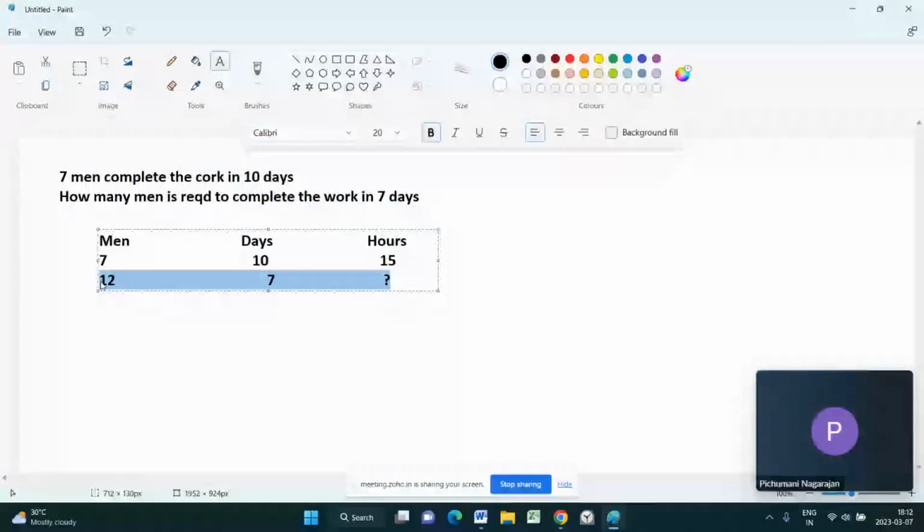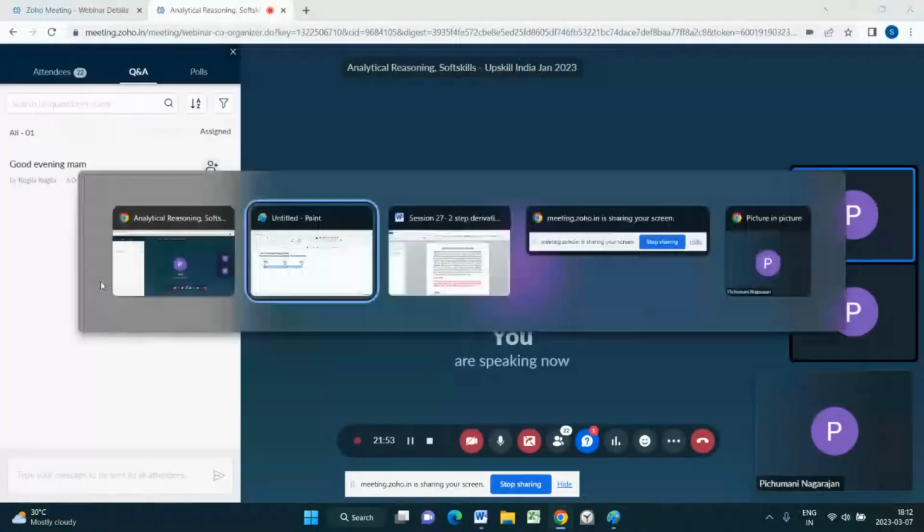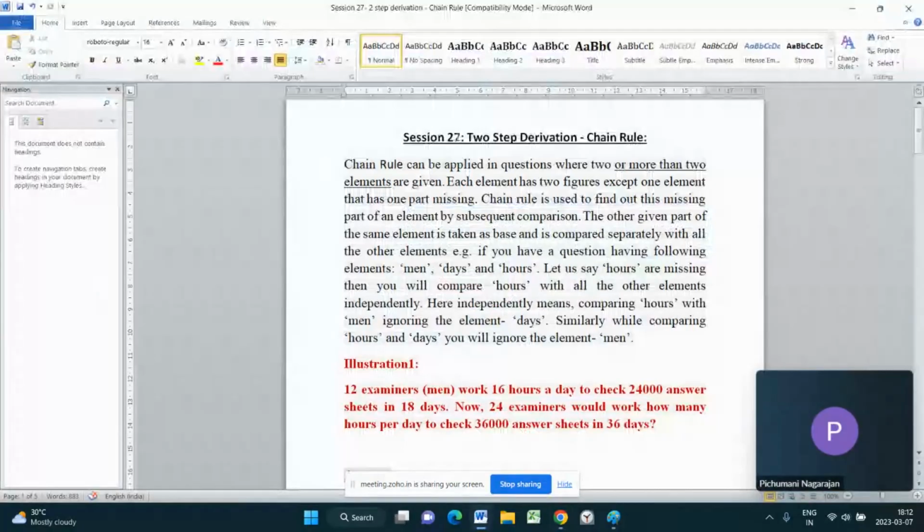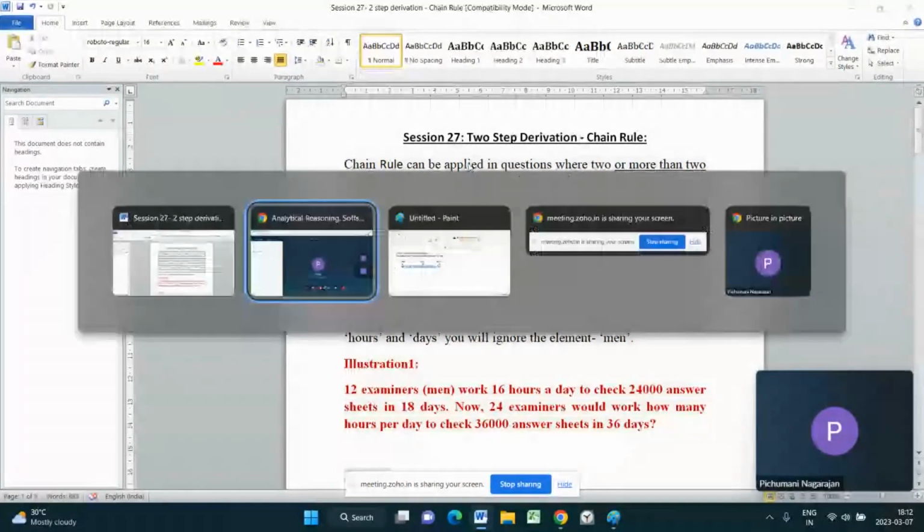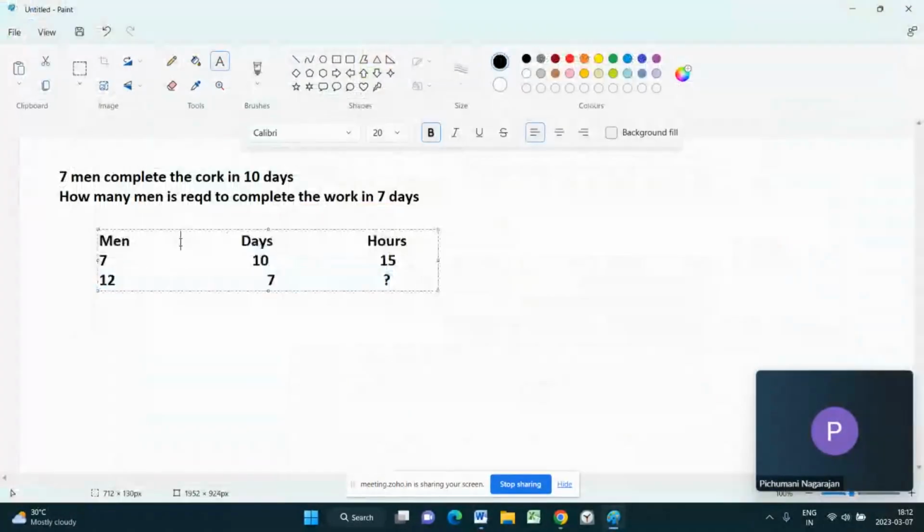The chain rule says that in the question you have two or more elements. For example, you have 7 men in 10 days, per day with 15 hours, to complete a work. How many hours are required if 12 men will complete the same work in 7 days?